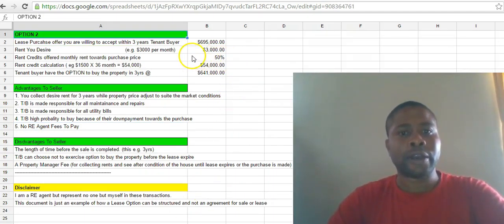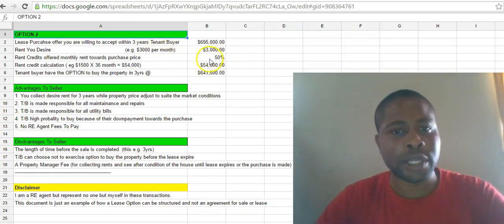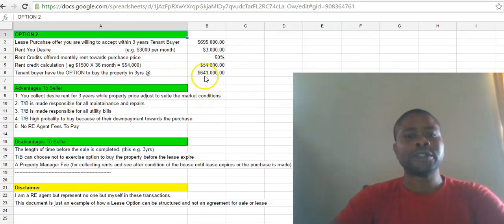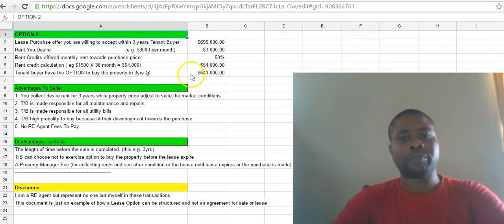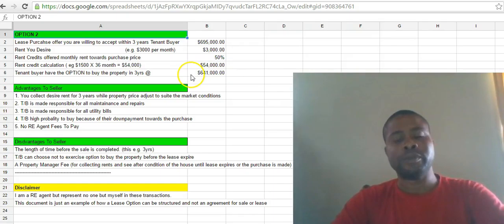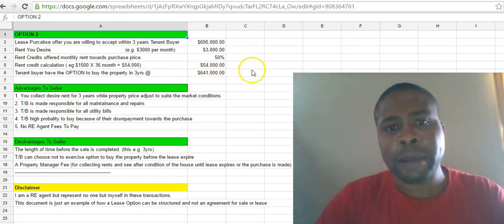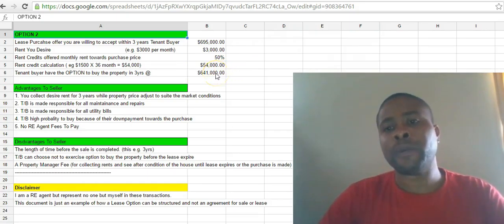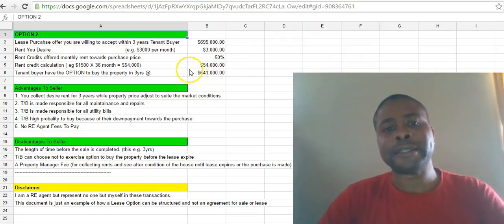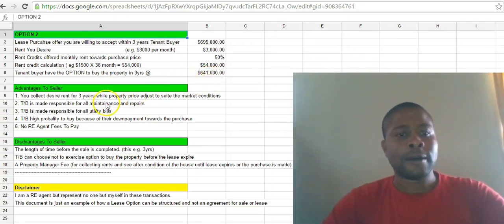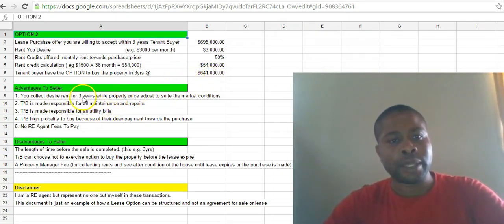In this scenario, I've used a $3,000 rent payment over 3 years with a 50% rent credit, which equates to $54,000 in 3 years, which would make the agreed price at the end of the lease $641,000. So with this example, the tenant buyer would then look for financing at the end of the lease for $641,000. The advantages remain the same.